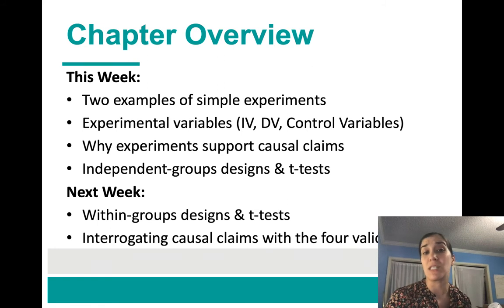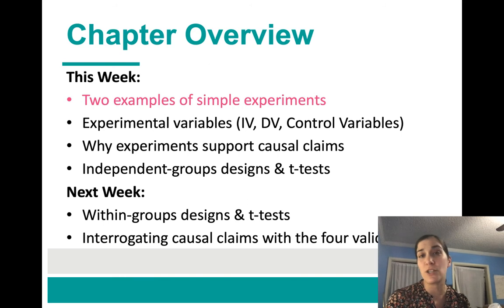We'll talk about what are the experimental variables, specifically our independent variables, dependent variables, and control variables. We'll talk about why experiments are important for supporting causal claims, specifically more so than association claims or frequency claims. And then part two and part three, we'll talk about t-tests for independent groups design, which is one of the two types of simple experimental designs.